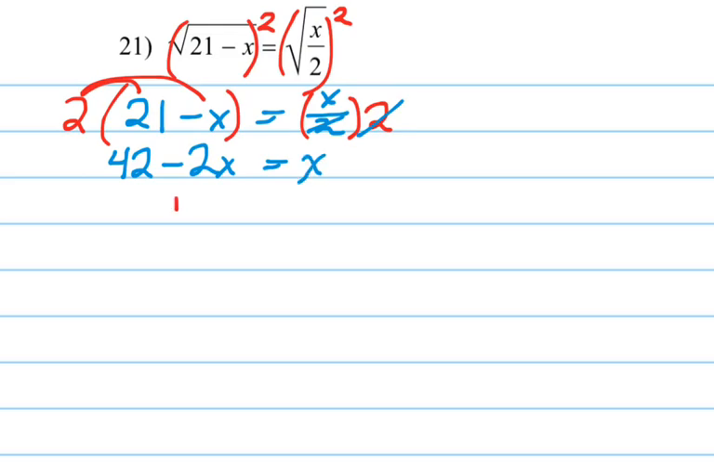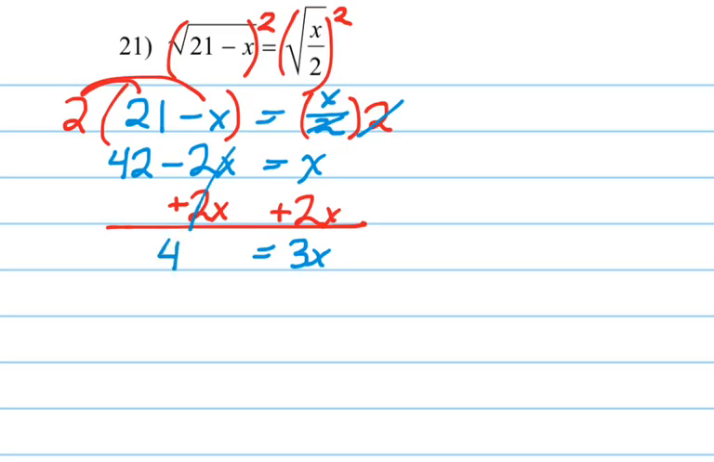Now I get my variables to the same side. I'm choosing to move my negative 2x over to the right-hand side, giving me a positive 3x over there, canceling it out on the left. Gives me 42 is equal to 3x. Now I need to divide both sides by 3. And that gives me 14 is equal to x, which is my answer.